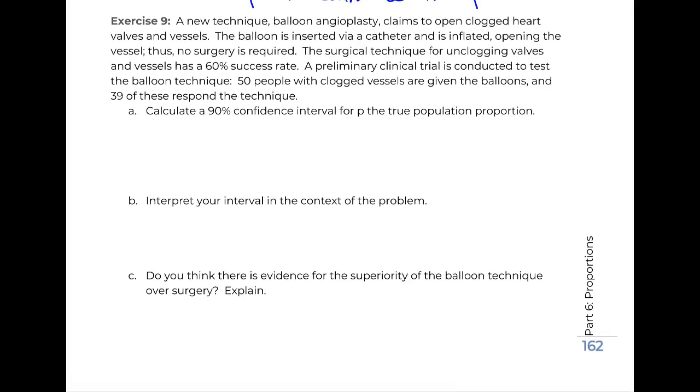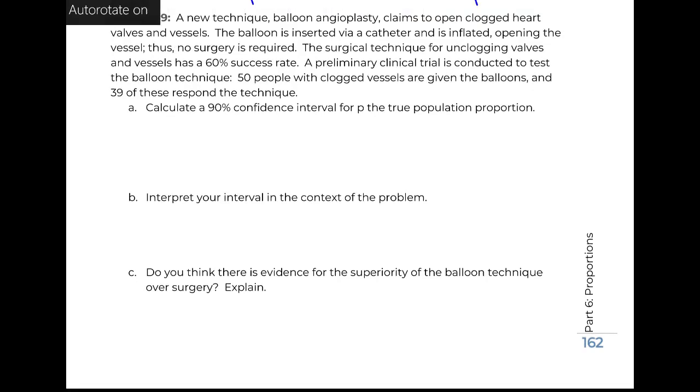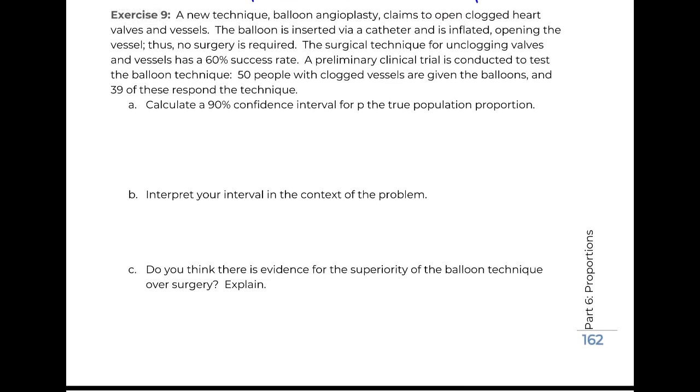All right, so exercise 9 is actually one of my favorites because it really shows us that what we're moving into, which is a particularly difficult section, is still intuitive at the heart of it. So we have a new technique called balloon angioplasty claiming to open heart valves and vessels. As always, you can feel free to try this one on your own before we do it together. You should be able to tackle everything in this problem already.